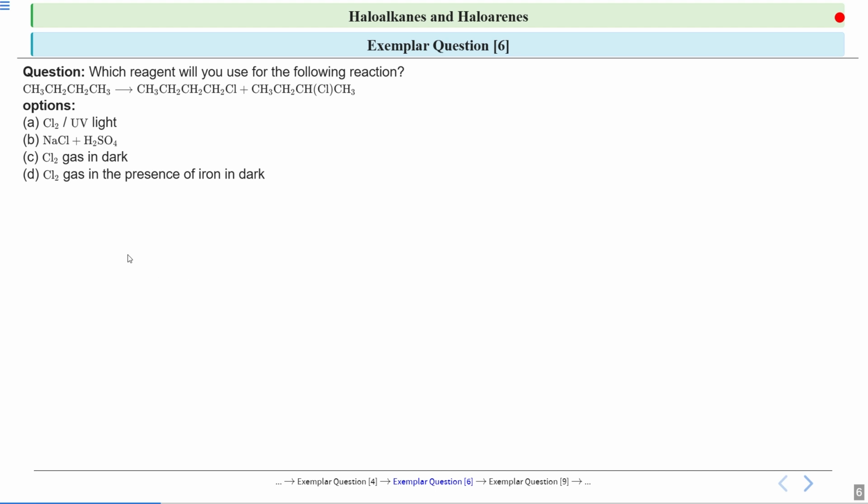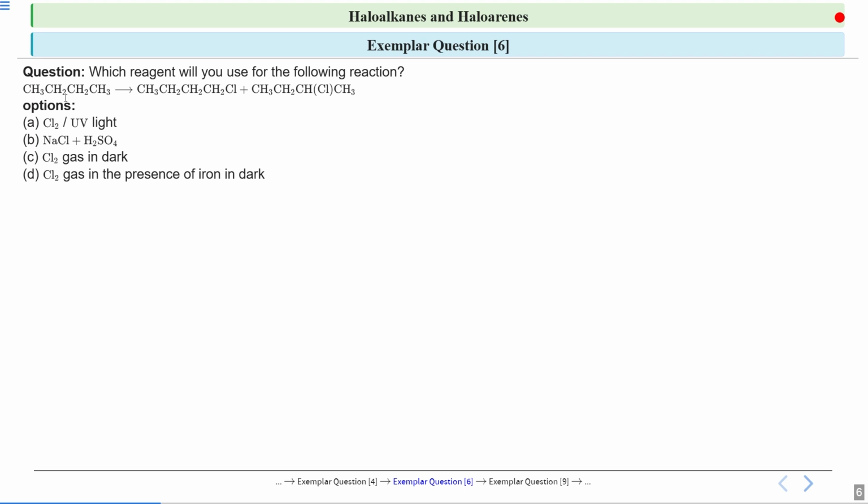Let's see our next question, exemplar question number 6. The question is, which reagent will you use for the following reaction? We are given CH3CH2CH2CH3, that is butane. This butane gives us CH3CH2CH2CH2Cl plus CH3CH2CHClCH3. One is 1-chlorobutane and the other product is 2-chlorobutane. So from butane you are getting 1-chlorobutane and 2-chlorobutane in this reaction. You have to tell which reagent to use for this reaction.